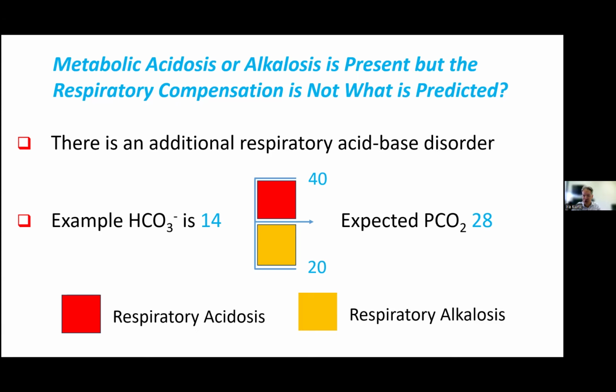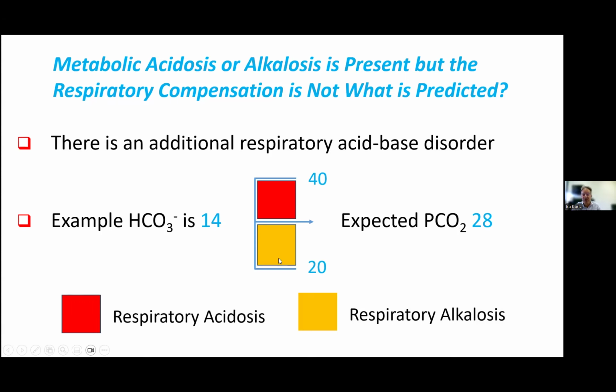And that confuses people. They go, oh, I thought, Dr. Kurtz, above 40 is a respiratory acidosis. That's true if your bicarbonate's 24. But if you have a metabolic acidosis, and the bicarb fell from 24 to 14, a drop of 10, the PCO2, if you have a normal medulla and lungs, will be 28. So that is your new norm, not 40. And everything above 28 then becomes respiratory acidosis.